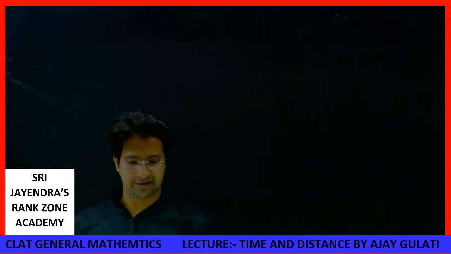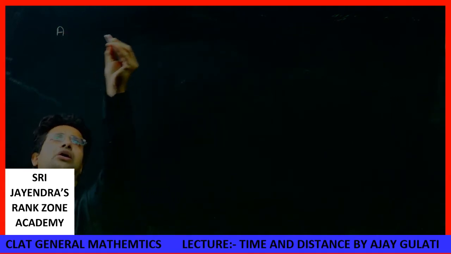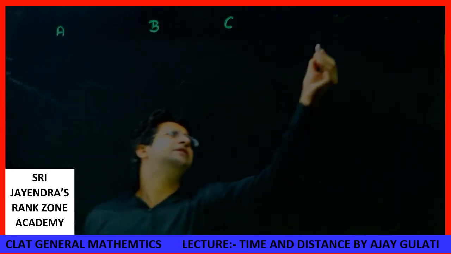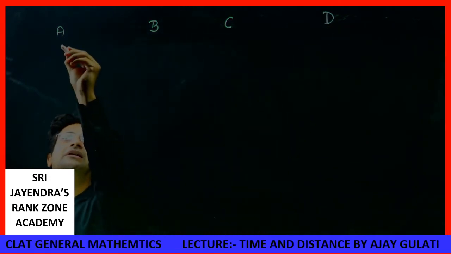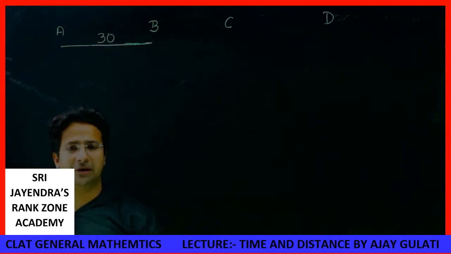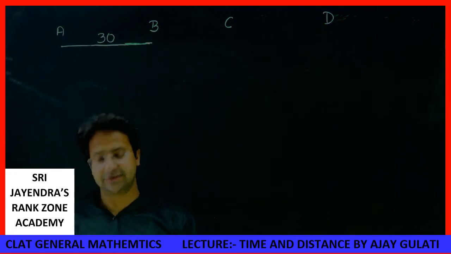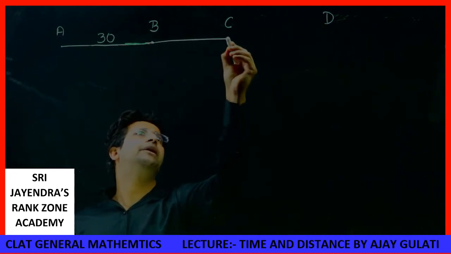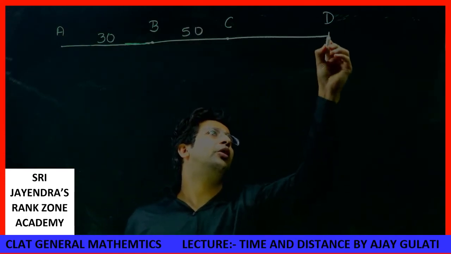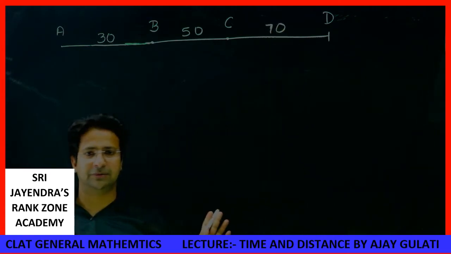Now students, I'll start with another example. Let us say I move from point A to point B, then to point C. Okay? And then let's say I move to point D. These are the 4 points. Suppose this distance is 30 km. Then from point B to point C, this distance is 50 km. And then from point C to point D, this distance is 70 km. Okay, so this is my total distance.